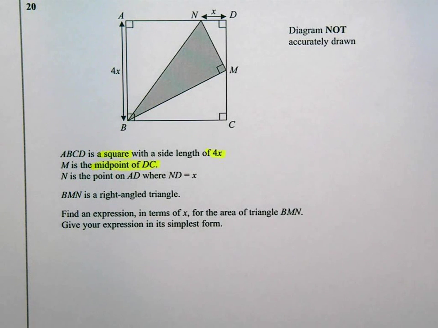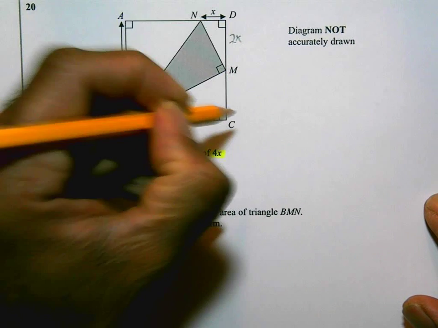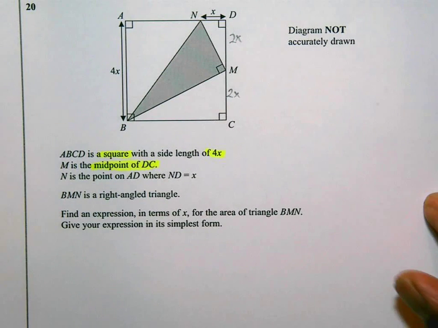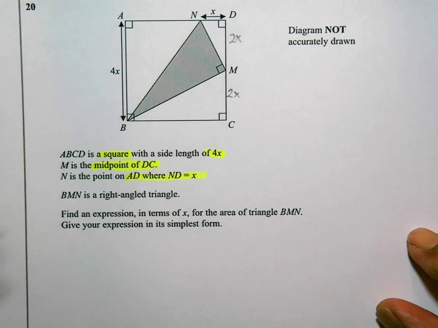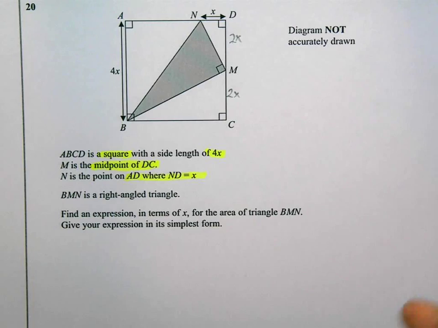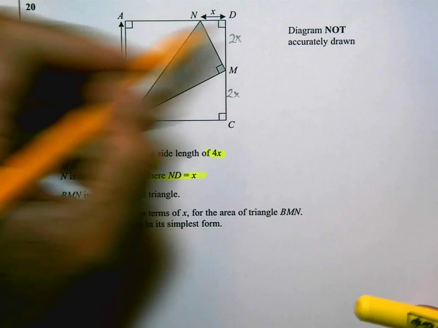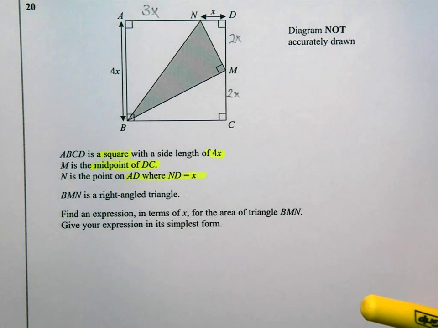So I'm actually going to write something in here straight away. That means that's 2x and that's 2x if it's halfway of that. So I'm just going to put that in there. N is a point on AD where ND is x. So again, if that's x and it's a square and all the sides are the same, then that must be 3x. So I've just put some extra information in there.